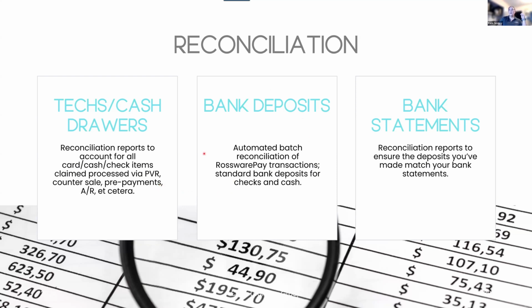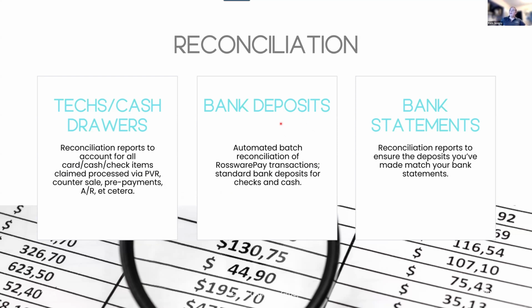The next thing is the bank deposits. This is your reconciliation of credit card batches and your standard bank deposits for cash and check. So what you want to be able to do is say, okay, now I've got 30 checks from technicians. How do I make sure that I have all of those checks here and create a bank deposit?